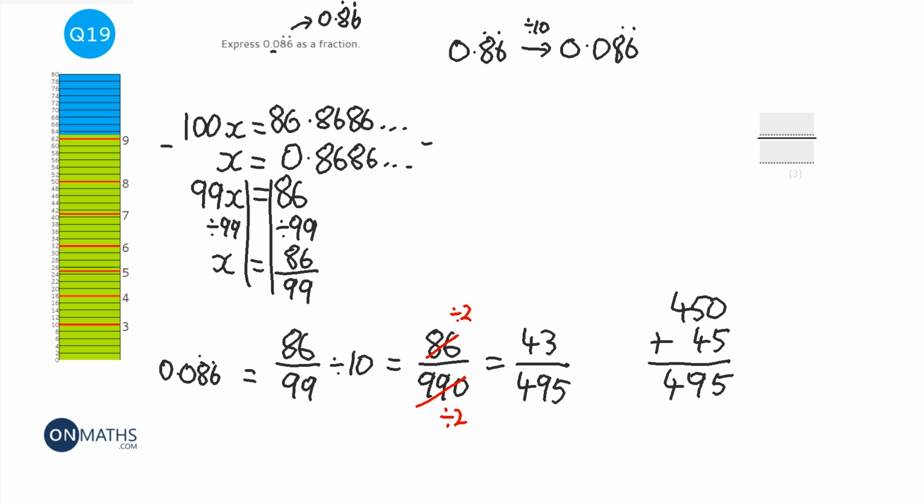Now, I don't think there's another number that goes into 43 and 495, so I'm going to leave it there. Normally when you're asked to simplify, or normally when the numbers are big, you won't be asked to simplify it, or there will be a very easy way of simplifying it.